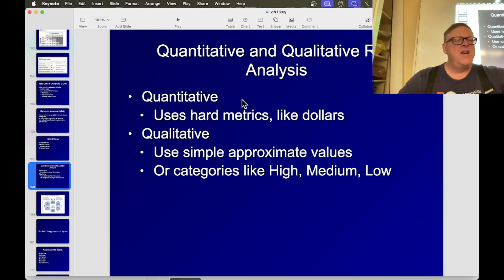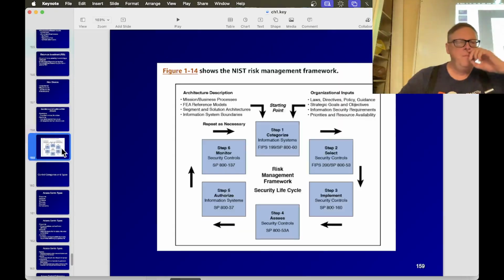Quantitative analysis would be nice, where you actually know how many dollars are in the risks. Usually you can't do it. You just have some simple categories like high, medium, and low.